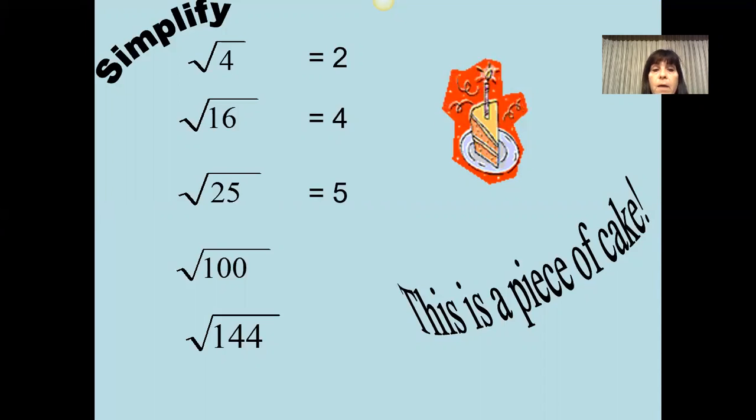The next one we have, again, what number times itself will equal 25? That answer is 5. For the next one, we're looking for two equal factors that give you 100, and that is 10. And then the last one, what two equal factors of 144 can we find? And that one is a 12. So if it is a perfect square from the list that I mentioned on the previous page, then you just find the number and take the square root symbol away.